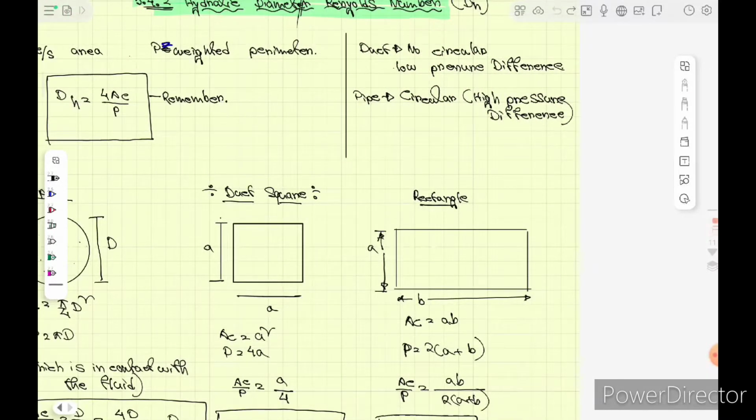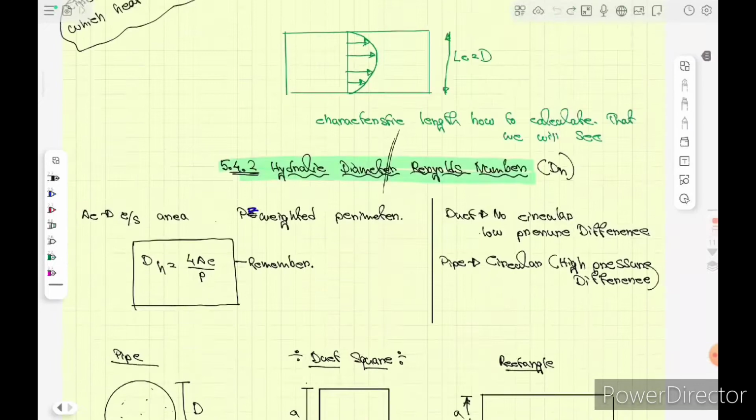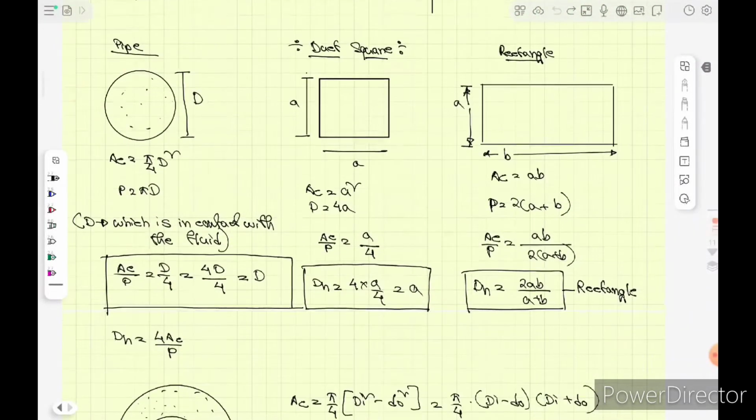Now for different types of duct, we are going to see the hydraulic diameter DH for different shapes. First of all, for a circle, we take Ac, the cross-section area, as pi d square by 4, and perimeter is pi d. Then the hydraulic diameter DH is 4Ac by P, and simply it comes as D. For the second case, the square, the area would be a square and perimeter would be 4a. From there it is a, and this one you can also do simply.